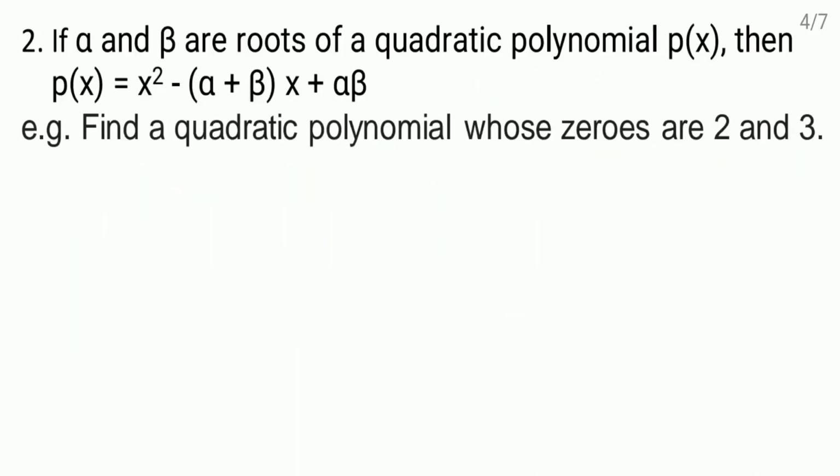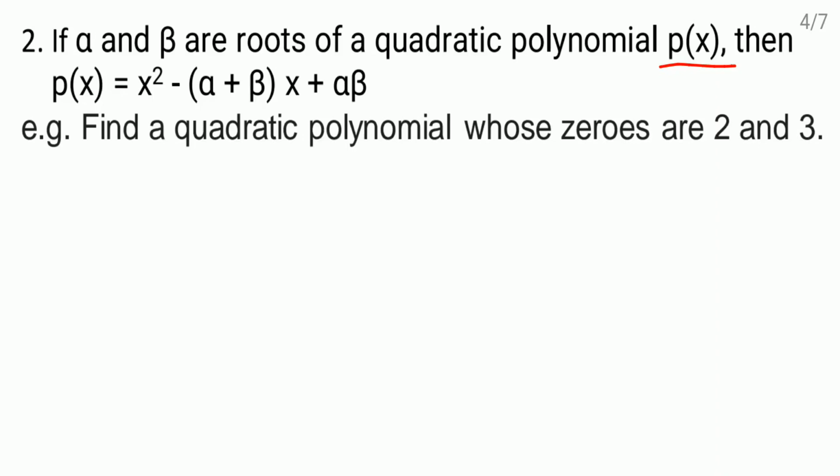Let us see the second point. If alpha and beta are roots of a quadratic polynomial p of x, then p of x is equal to x square minus (alpha plus beta) x plus alpha beta. This is the format to write down the quadratic polynomial if the roots are given.